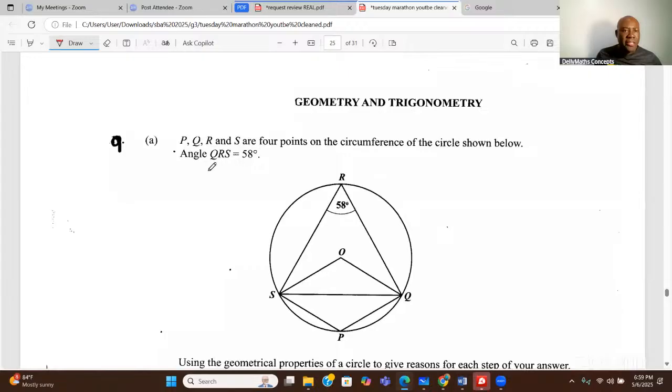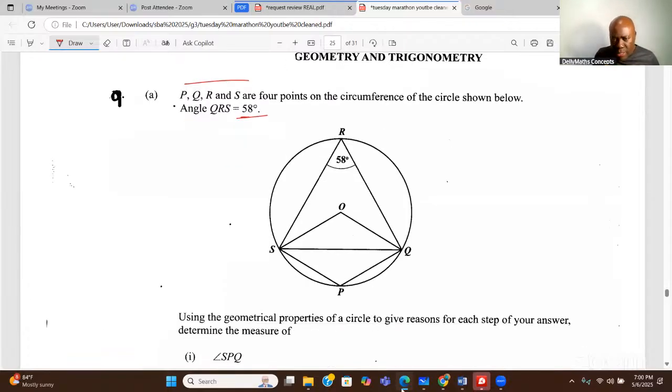So it says here, P, Q, R, S are 4 points on the circumference. They like to tell you straight up that there are 4 points on the circumference of the circle. That means we have a cyclic quad already in the making, but we don't know if we're going to use it. And it says angle QRS is 58. So we got that angle already. Let's see what they want from us.